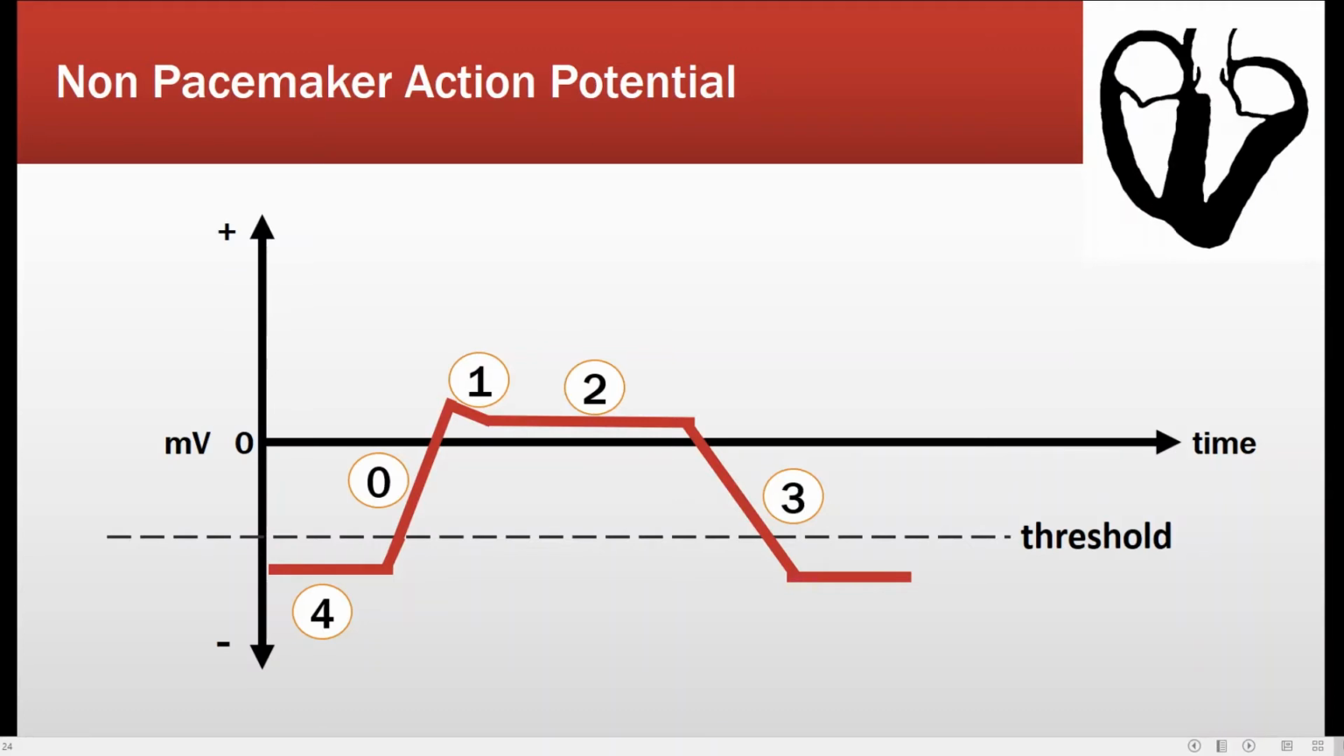So remember that a non-pacemaker action potential lasts about 300 milliseconds. For the vast majority of this time, the cell is absolutely refractory to further stimulation. In other words, a further action potential will not be generated until repolarization is virtually complete. So this prevents tetany from reoccurring.